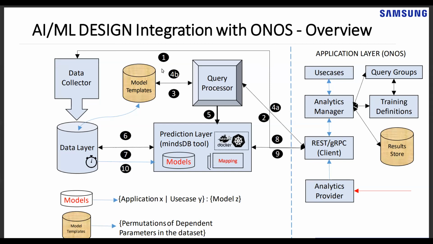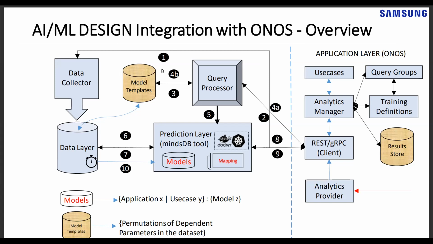Those things are stored in query groups, and it is dynamic, and we can add more to these query groups and training definitions. So with the help of the analytics manager, a use case can select particular templates from these training definitions, and it can push the training request with the template via the REST and gRPC protocols to the query processor, as you can see in the flow.